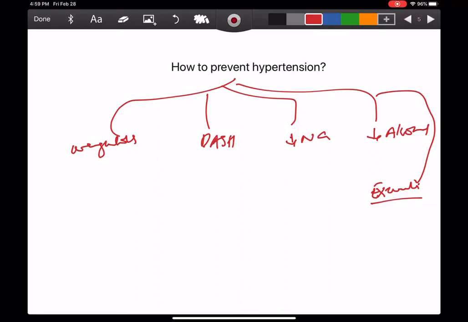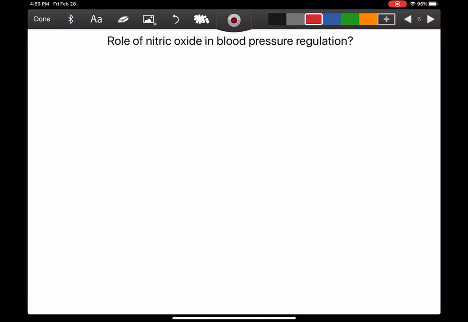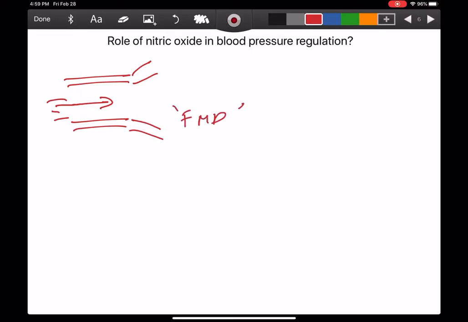Let me move on to the role of nitric oxide in blood pressure regulation, as this will come in handy when I talk about vegetables that need to be consumed to decrease your blood pressure. So, when you are in stress or you exercise, if you imagine this is your blood vessel and this is the blood, when you exercise your blood flow increases. The normal response to this is your body dilates the arteries, and this is called flow mediated dilation, and for this you need nitric oxide.